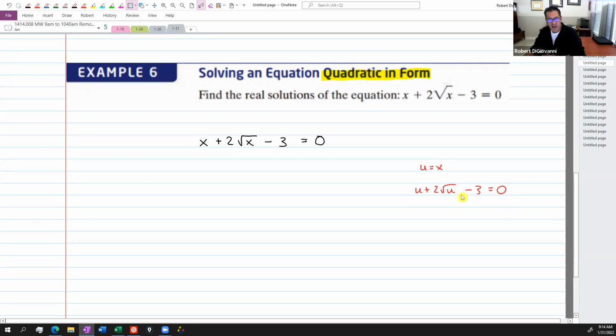Now, does this help us though? Have we made it look now like a quadratic, right? Does it look like ax squared plus bx plus c equals 0? Not really, right? This just looks like the same equation with the u instead of an x, right? That's what it looks like. So that won't work, to just do u equals x. So maybe something else?